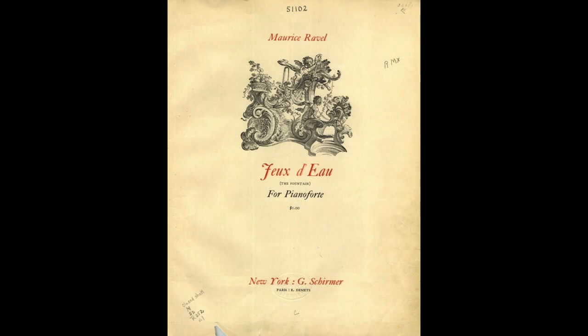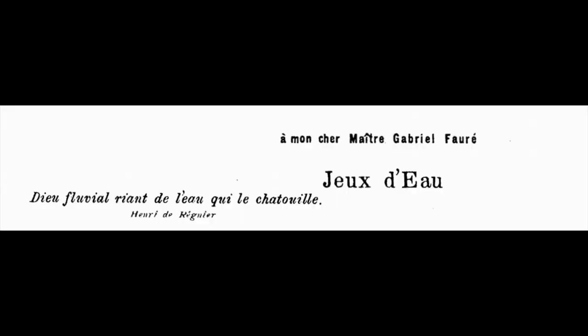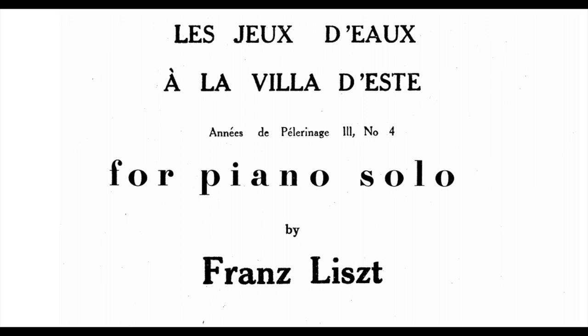Moving on to Jeux d'eau, Ravel wrote this piece in 1901 dedicated to his teacher, Gabriel Fauré, and on most editions above the piece quotes Henri de Régnier's Cité des Eaux, river god laughing as the water tickles him. This piece, in a way, is homage to Liszt, as in his piece, The Fountains of Villa d'Este, where he also inscribed, "But the water that I shall give him shall become in him a well of water springing up into eternal life," from the Gospel of John.